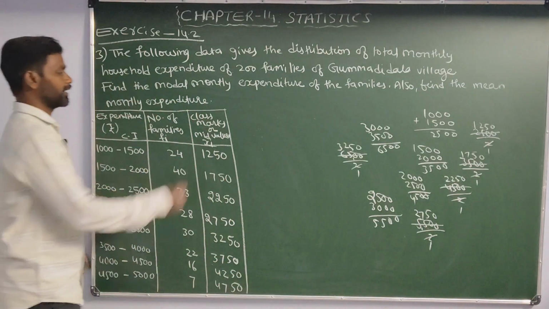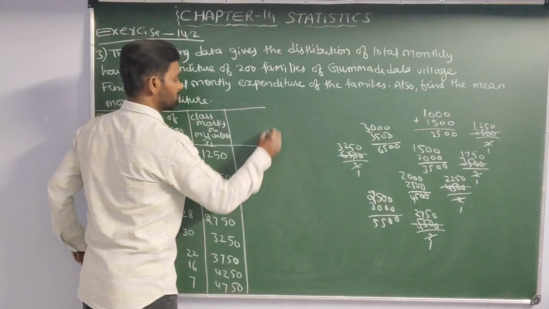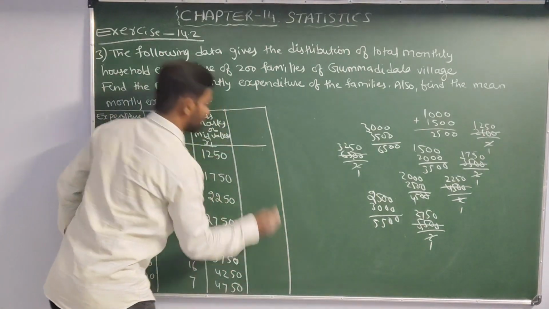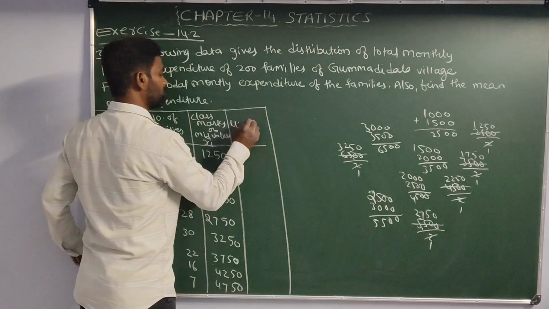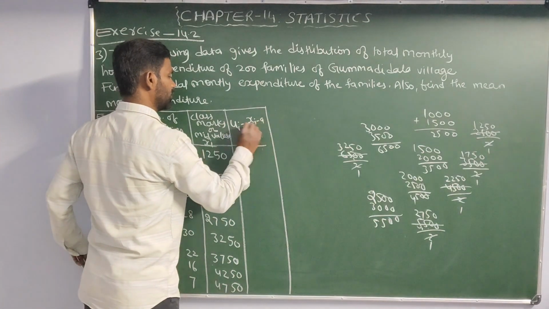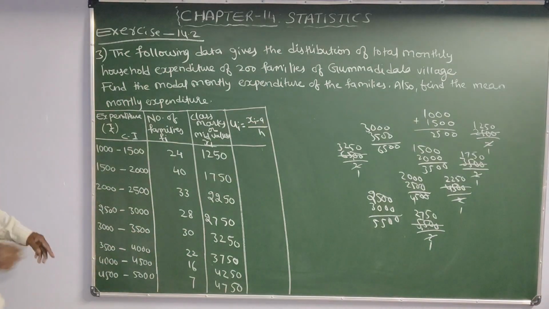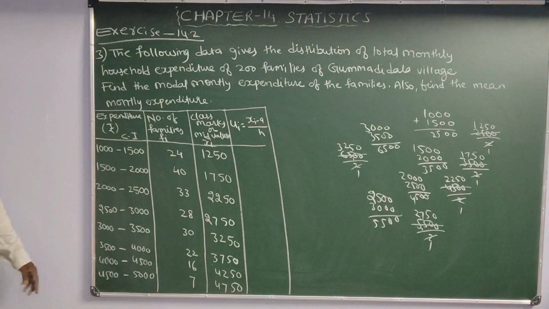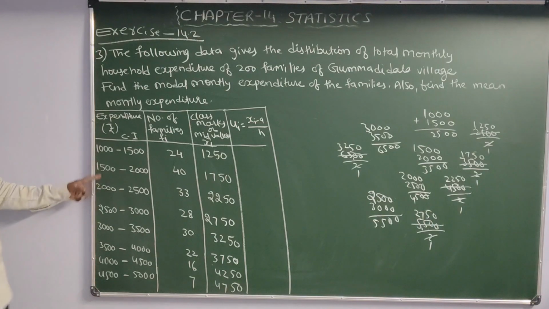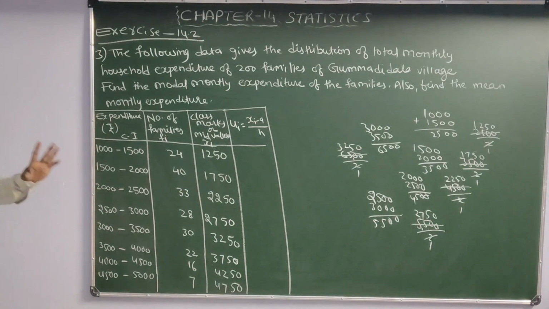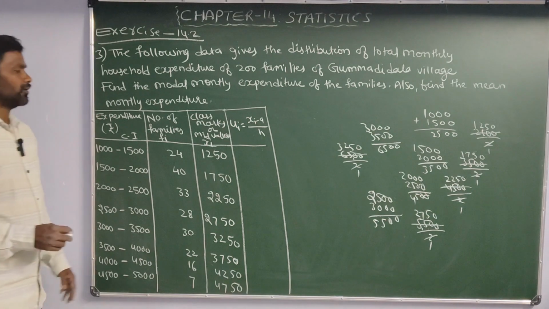Okay, right. Next we are using the step deviation method now. Let us write the formula. Ui is equal to xi minus a by h. So what is the h value? 1500 minus 1000 is 500. 2000 minus 1500 is 500. The class size is 500.